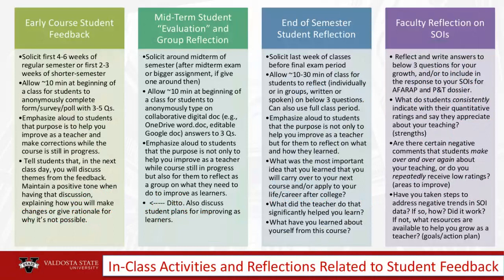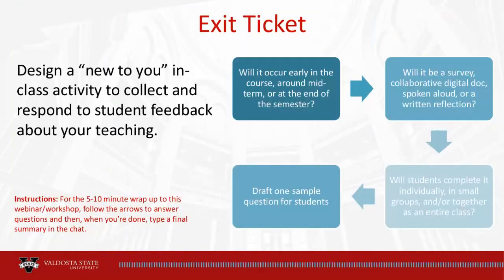So do you want it to occur early in the course? Do you want it to occur midterm or at the end of the semester? Make a decision about time and, like Jim said, your purpose for that. Do you want it to be a survey? Would you like to do a collaborative one? Would you like it to be spoken or written? Will the students complete it individually, in small groups, or together as an entire class? And then draft one of the sample questions.